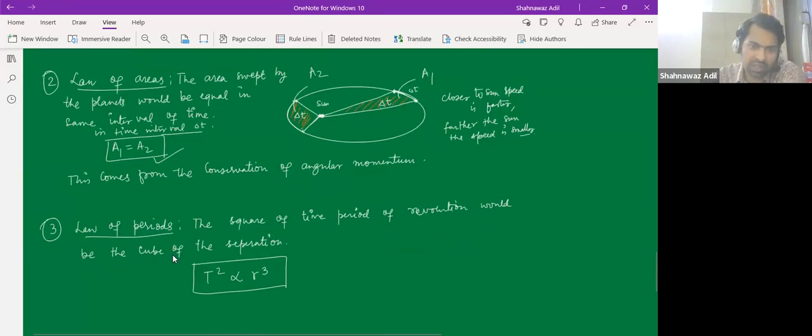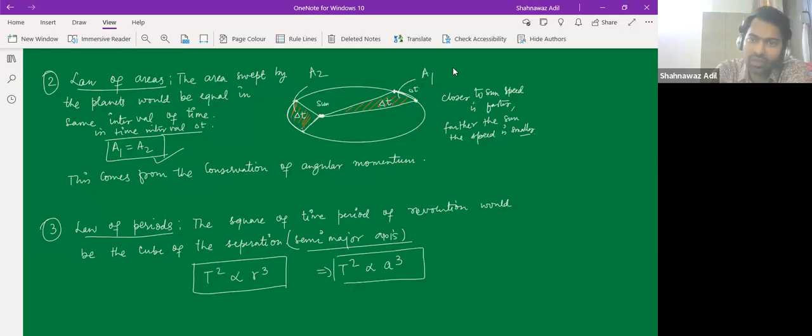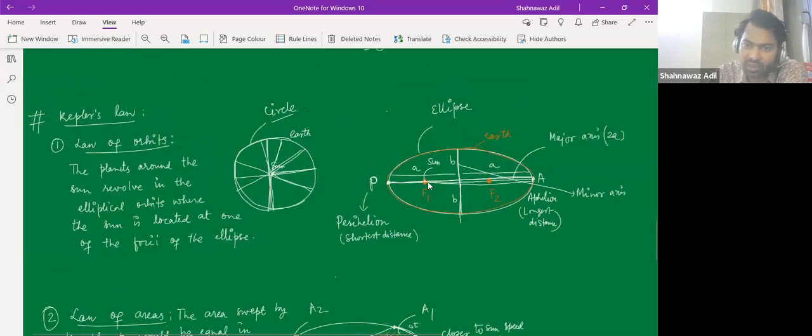So this cube of separation, this separation is the semi-major axis, right? That we talked about earlier. So T squared is proportional to a cubed, where a is the semi-major axis.